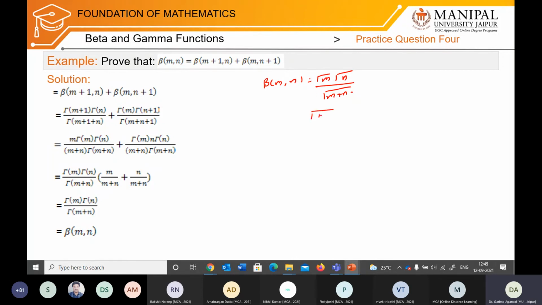Gamma m plus n plus 1 can be written as m plus n gamma m plus n. So this denominator can be written as m plus n gamma m plus n. Similarly, if I take gamma m gamma n upon gamma m plus n common, I'll get this term, right? If I take LCM in this bracket, I can reduce the right hand side in the form of beta m n.